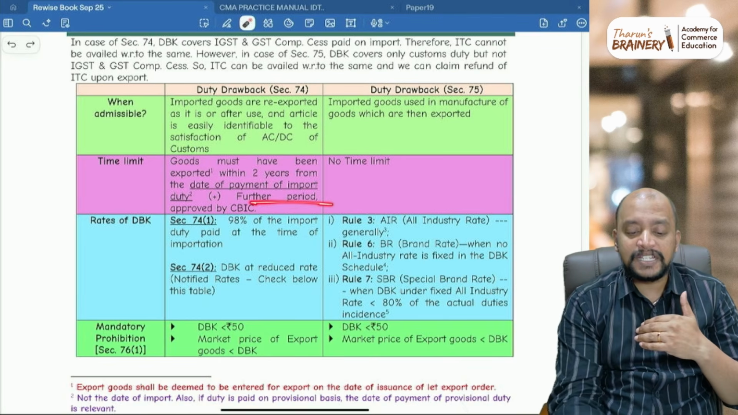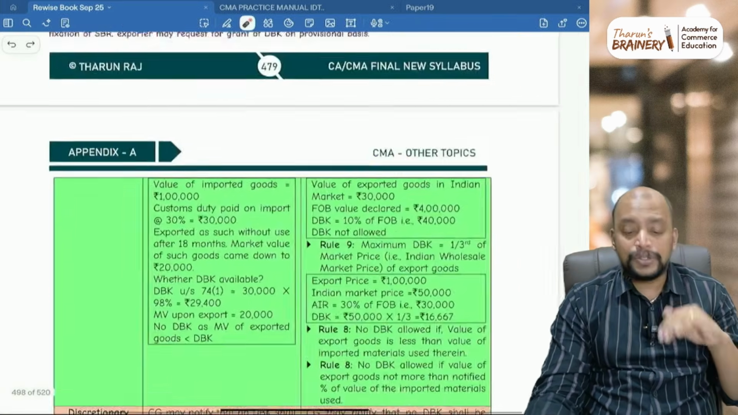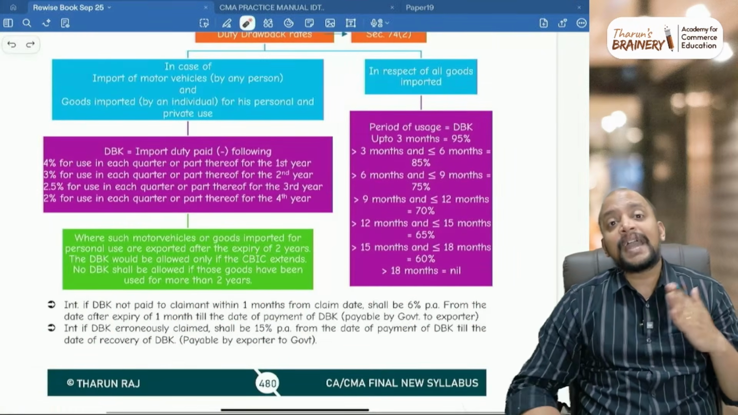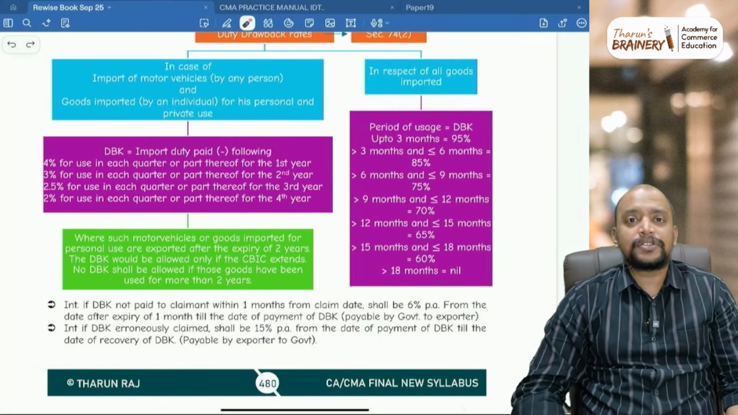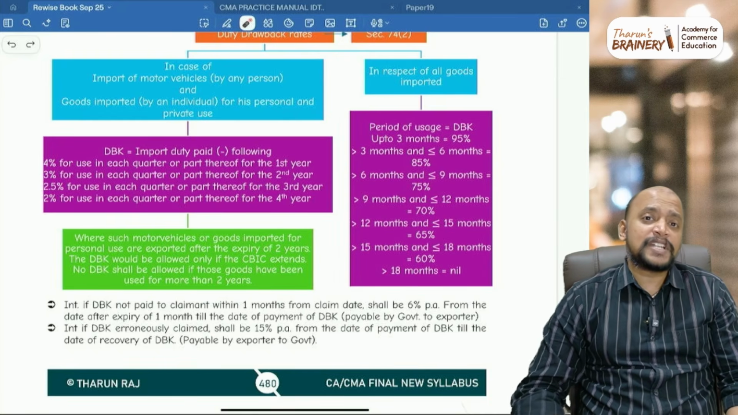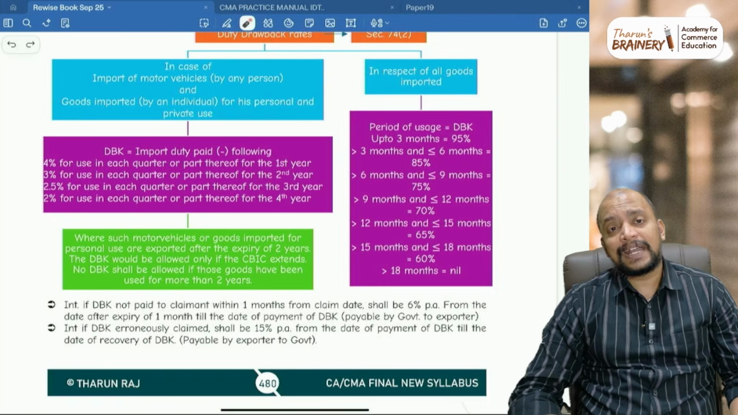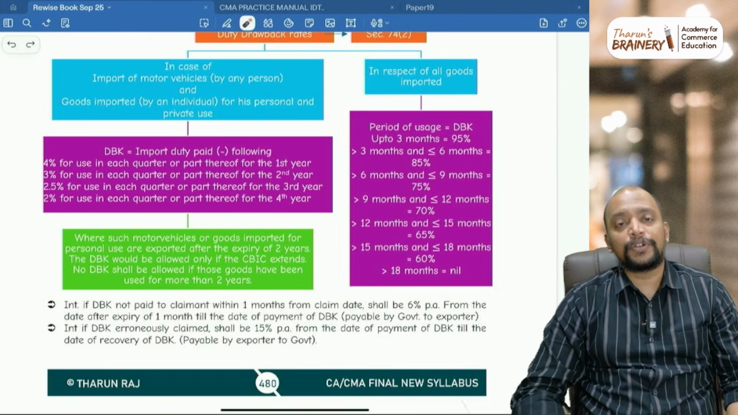So plus further extended period by CBIC. So in that extended period, maximum 4 years. So this has to be exported. What if it is exported exactly at 4 years, the fourth year? Exactly at completion of the fourth year you are exporting.